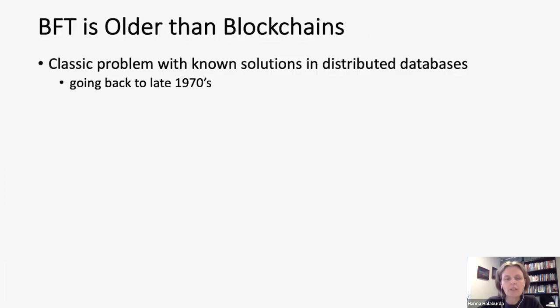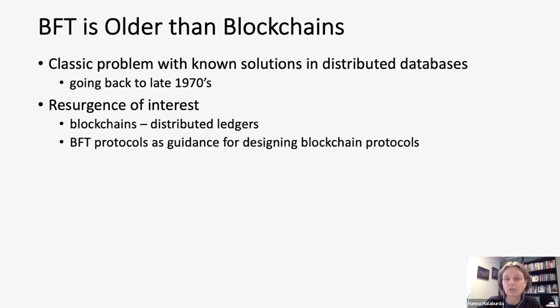And we know that Byzantine fault tolerance protocols for reaching consensus are much older than blockchain. They go back to the classic Byzantine generals problem that goes back to the 70s, and solutions go back to the early 80s. And this is all about getting independent computers to communicate and achieving consensus on the state of the ledger database. So those Byzantine fault tolerant protocols have been used in databases since that time. But there is a new and renewed interest in Byzantine fault tolerant protocols because of their applications to blockchains.